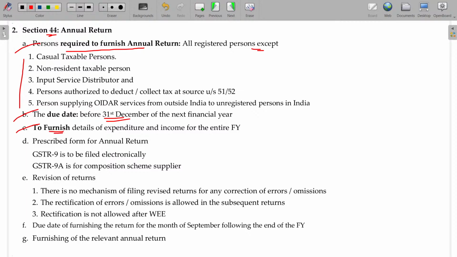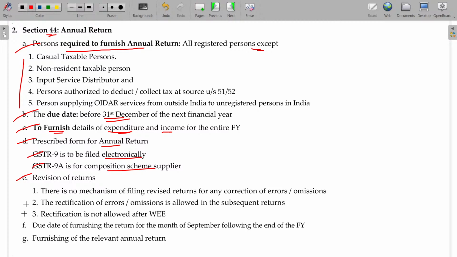Furnish the details of expenditure and income. Complete details. Your income and expenditure for the whole year you have to file it because it's an annual return. It's not only supply and receipt. And the prescribed form for annual return being GST 9, filed electronically, GST 9A for the composition scheme supplier.